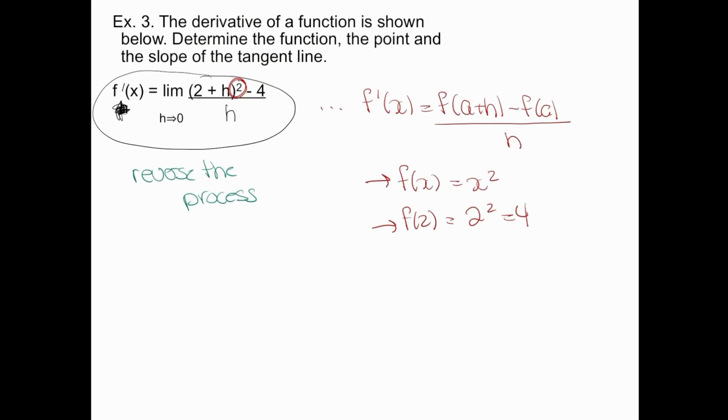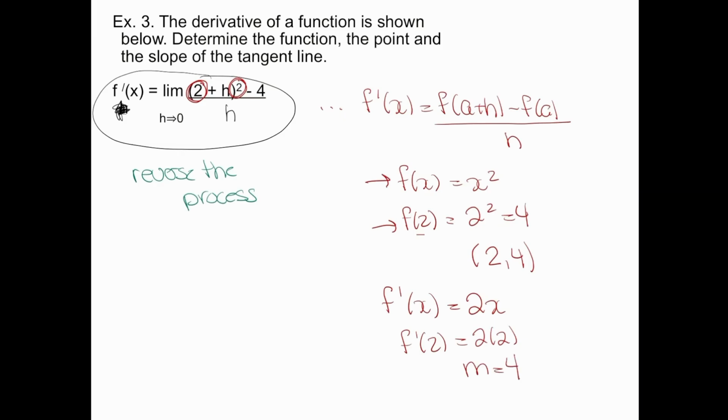Now we're going to find the point. So we know our x value is 2, again, from this original equation. And that gives us a y value of 4. So our point is (2, 4). And the last part of this says determine the slope of the tangent line. So now I'm going to use my f prime of x, which is equal to 2x, to determine that f prime of 2 is equal to 2 times 2, and my slope equals 4.